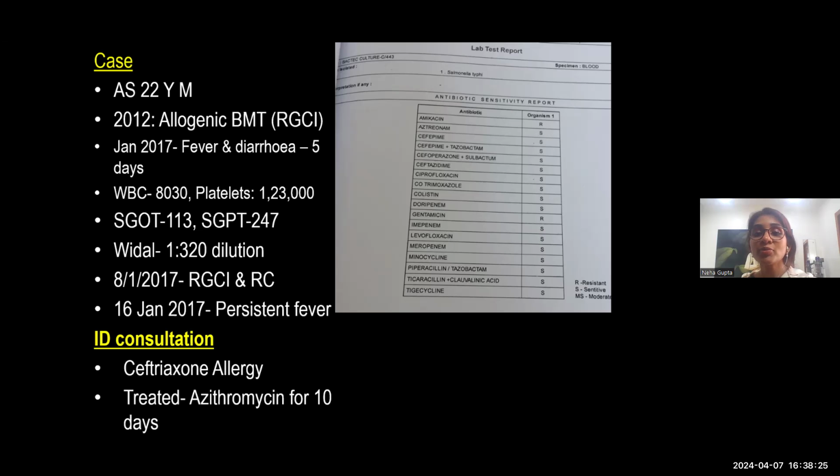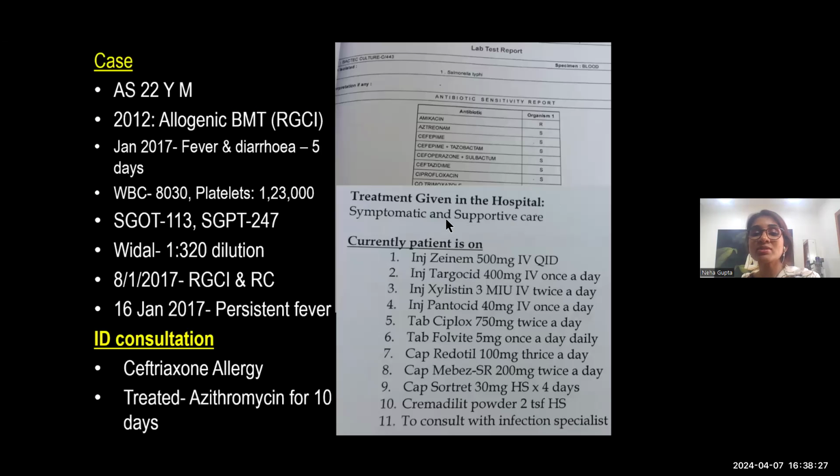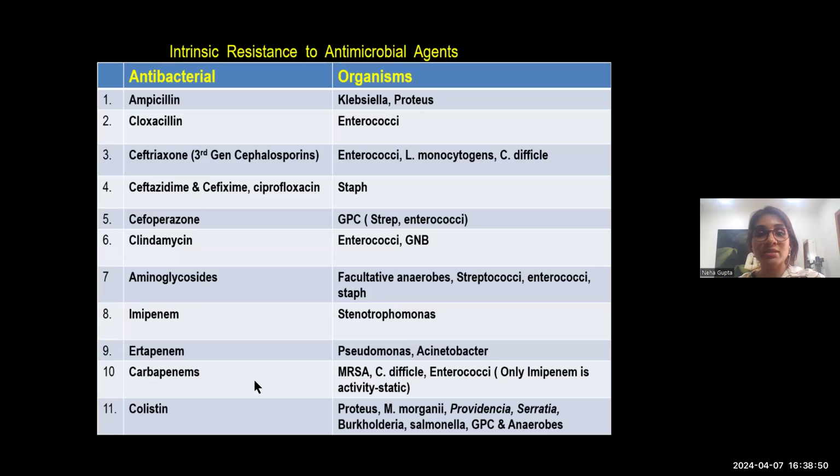Somehow I think the report was missed, and this patient had been on many drugs including Zyvox, Targocid, colistin, and the carbapenem. So for this patient, again the interpretation of the culture report is important, and this patient was subsequently treated only with azithromycin for close to 10 days.